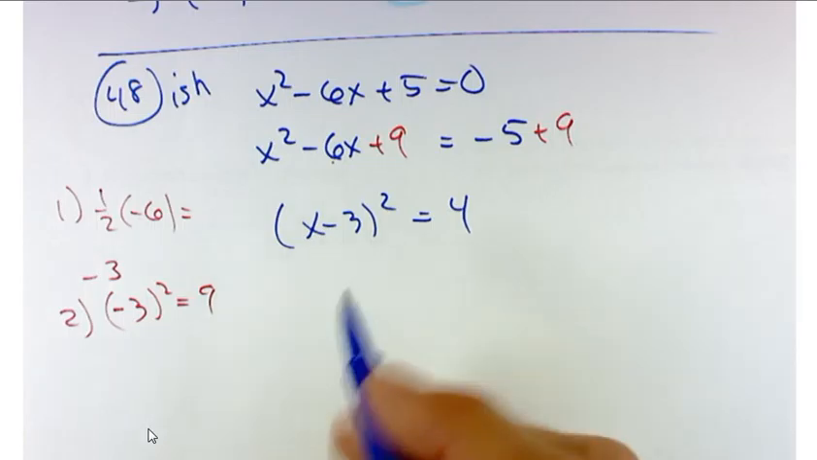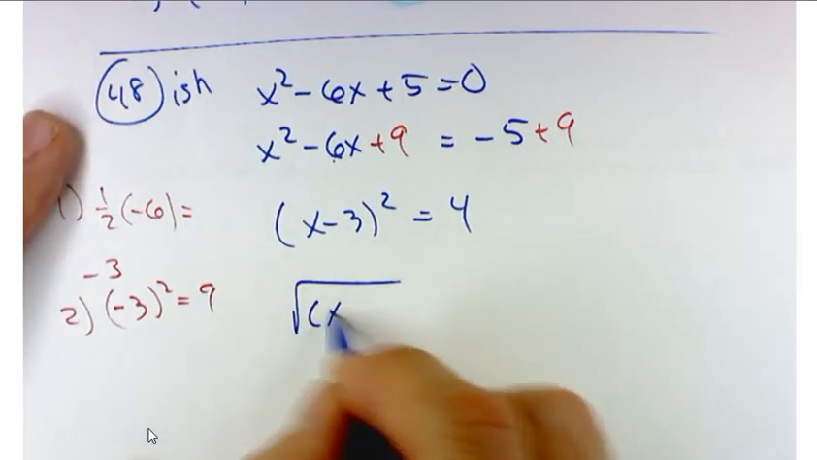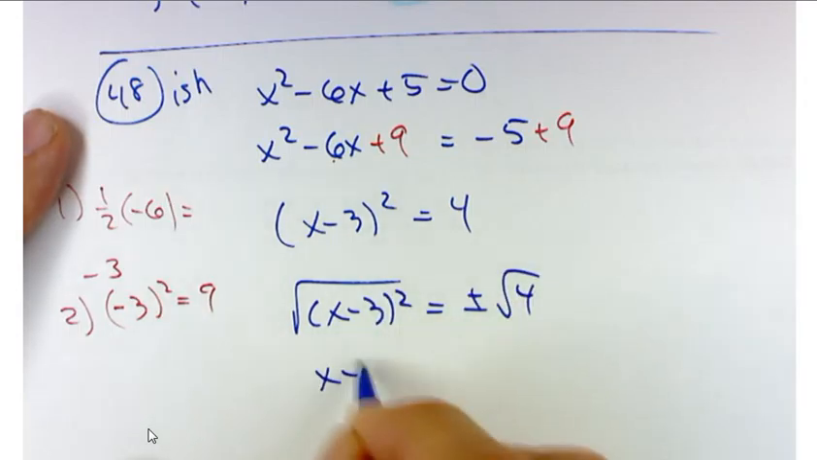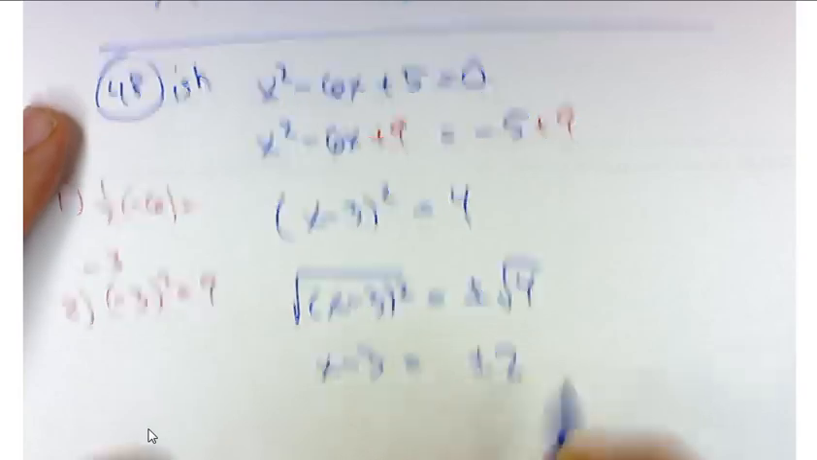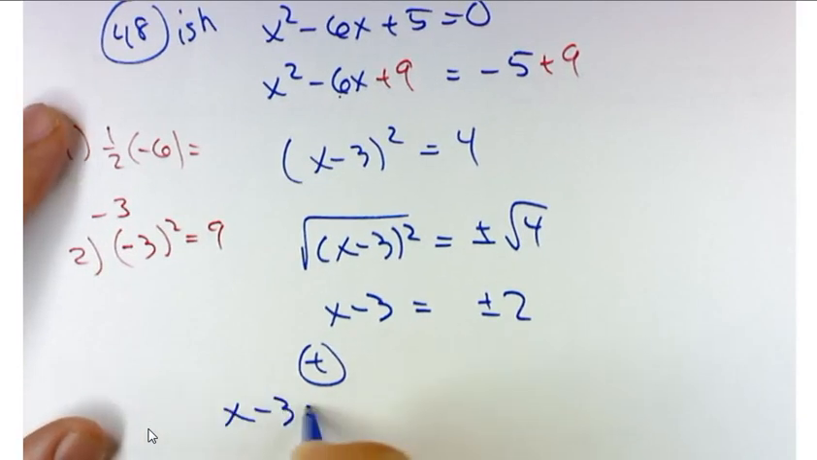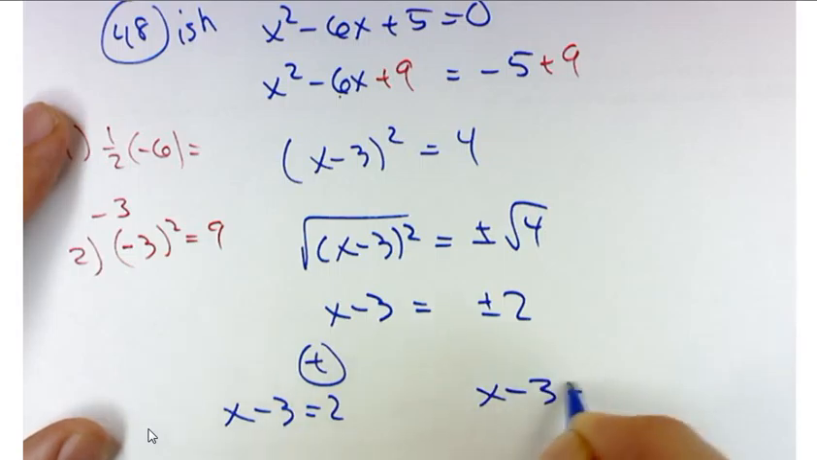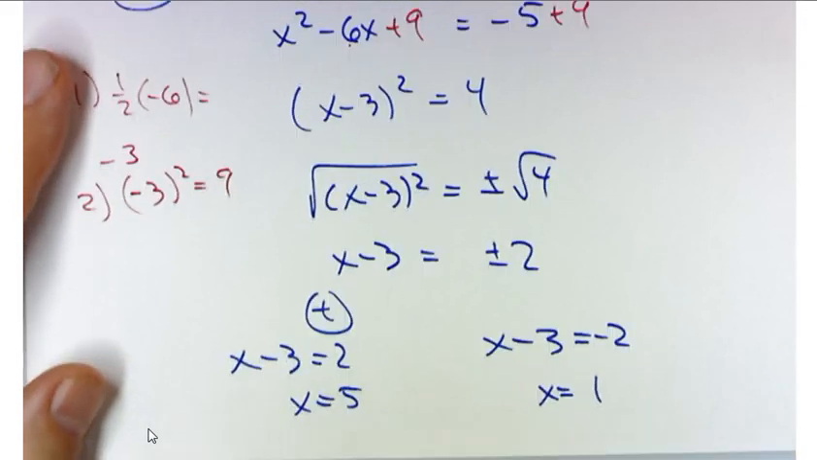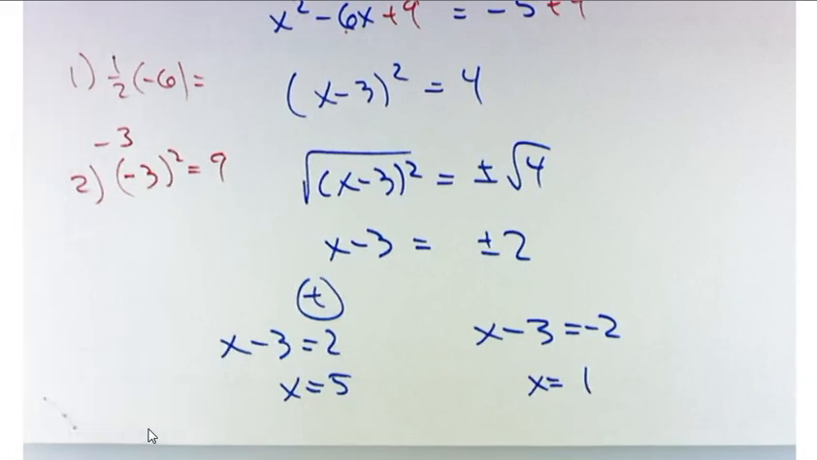Square root property. So the square root of (x minus 3) squared equals plus or minus the square root of 4. X minus 3 equals plus or minus 2. So there's two possibilities. X minus 3 is 2, or x minus 3 is -2. And I get solutions of 5 or 1. So that's the process of solving this by completing the square.